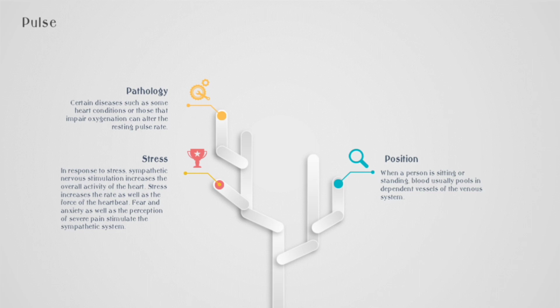Position. When a client is sitting or standing, blood usually pools in the dependent blood vessels of the venous system. This pooling causes a subsequent reduction in the blood pressure and an increase in the heart rate. This increase in heart rate results in an increase in the pulse rate.